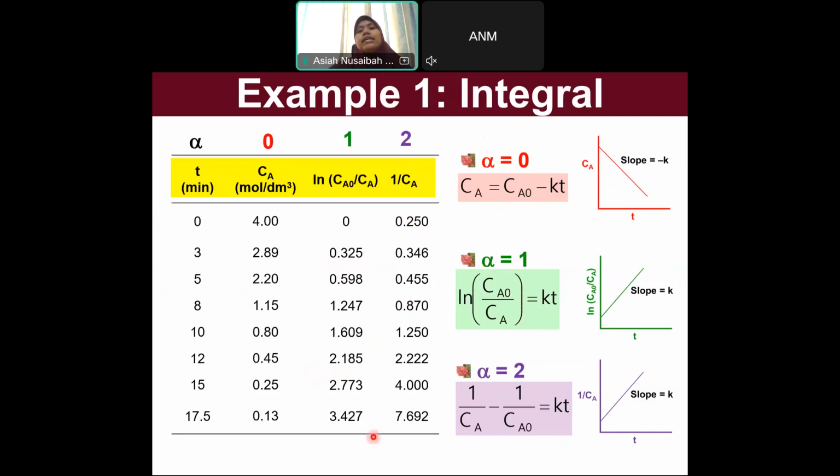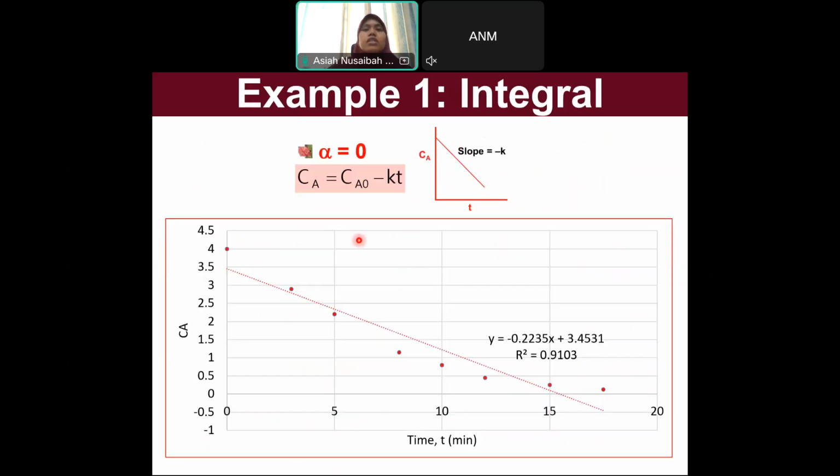So we have our new data. We have 3 sets of data. The x-axis is going to be the same, and the y-axis is going to be different depending on the order. So we plot the graph. Okay, let's see. This is the graph for alpha equals 0. We plot CA versus time, and we get R squared equals 0.9103. This one I plotted using Excel.